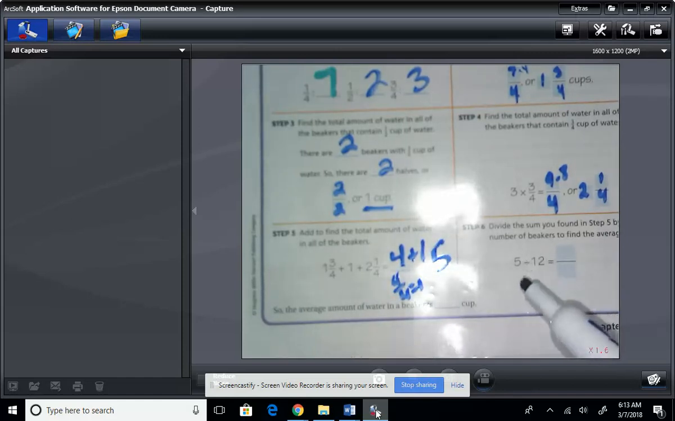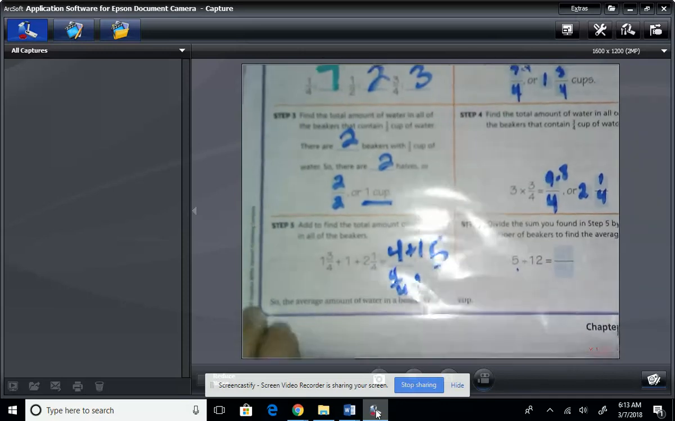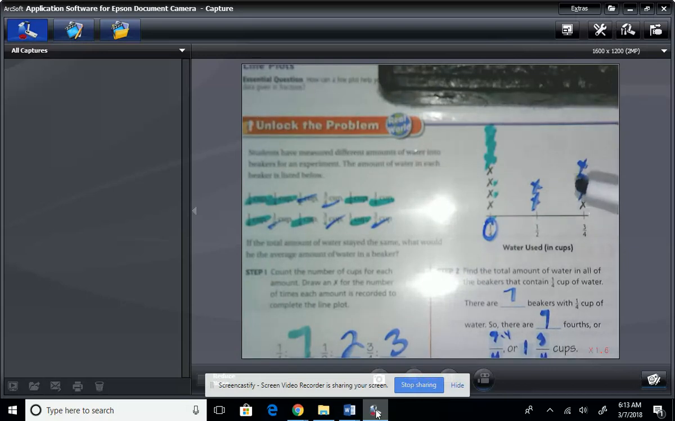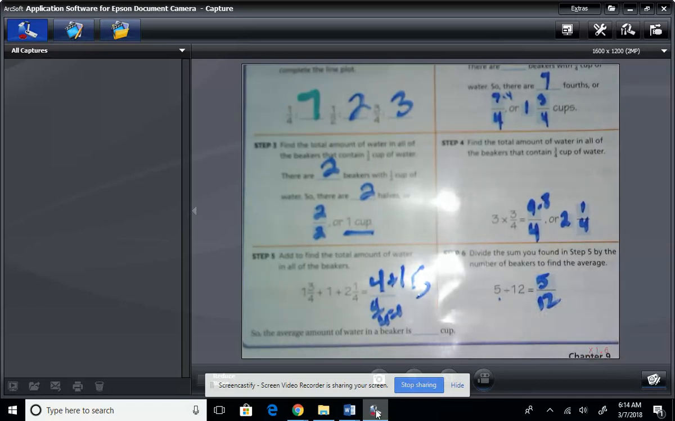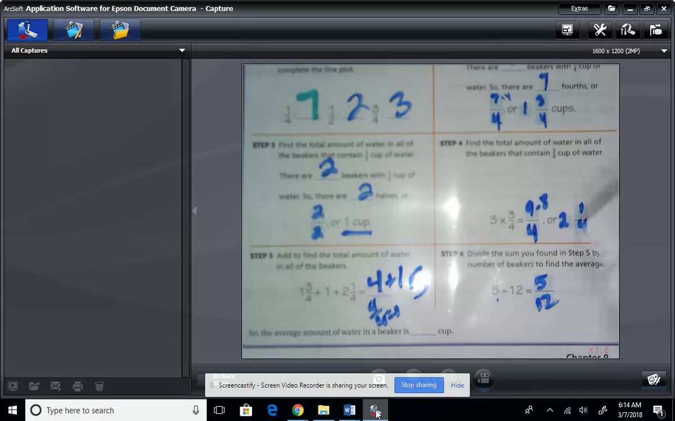So now we have, how many do we have? We have 5, and we're breaking it into 12 equal parts. Where did the 12 come from? The 12 came from, if you count how many you have here all together, that is your denominator. It's how many times they're breaking it into. So if I would write this as a fraction, it is 5 over 12, because our dividend goes first, and then our denominator. So the average is 5/12 cup.